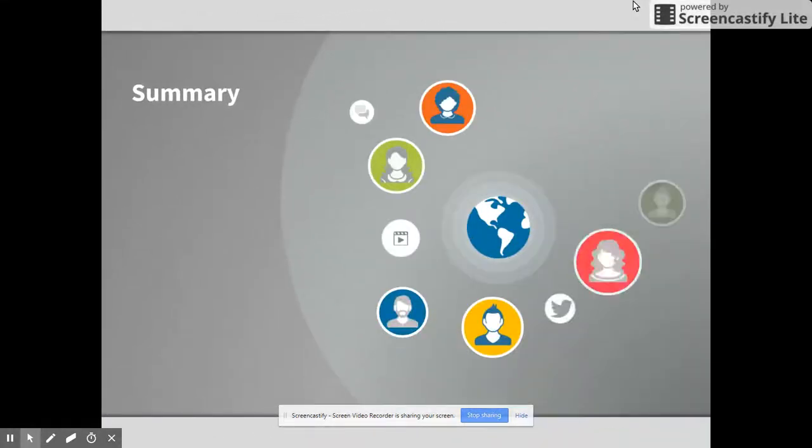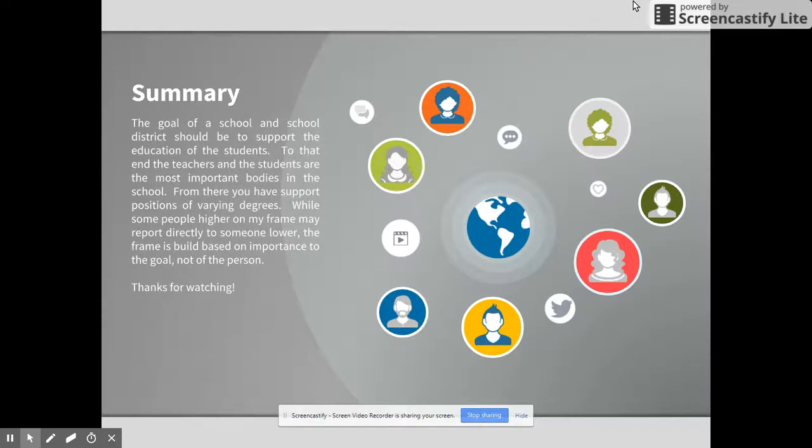So, just in summary, the way I have my system laid out is based on the need of the district. The entire point of a school is to educate the students, and to that end, teachers and students are the most important bodies in the school. From there, you have to support positions of varying degrees. And while some of the people in this hierarchy might report to the ones lower, like teachers, who obviously do report to the principal, because the teachers are at a higher level of providing that education to the students, that most important goal, they rank higher on my list. But that's my hierarchy of needs.